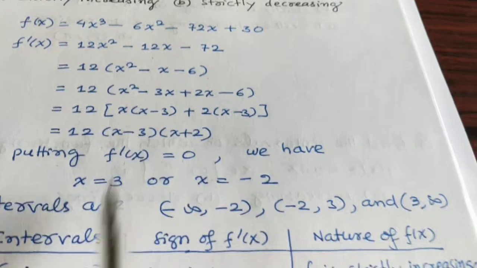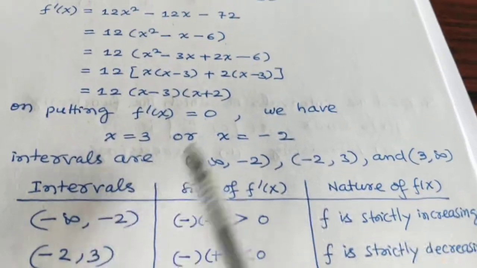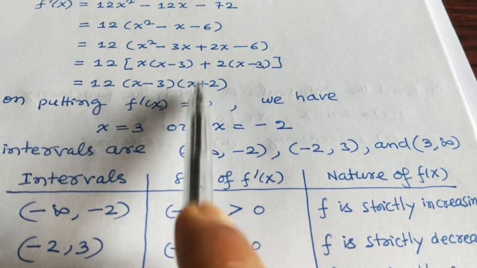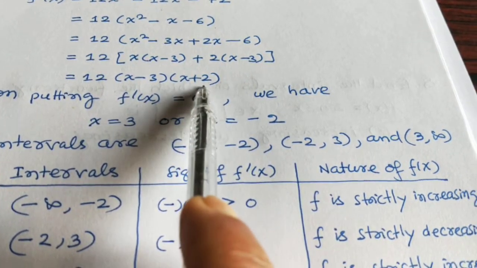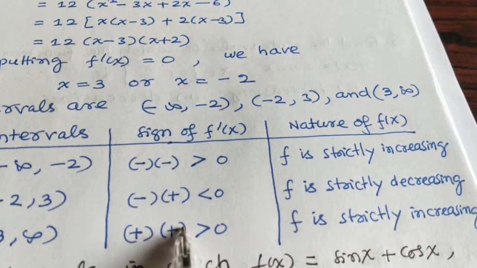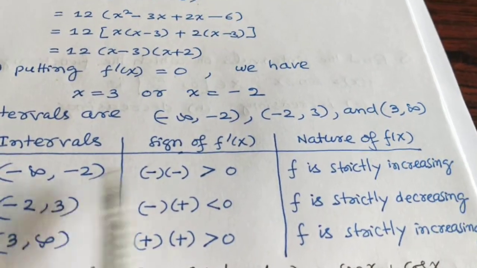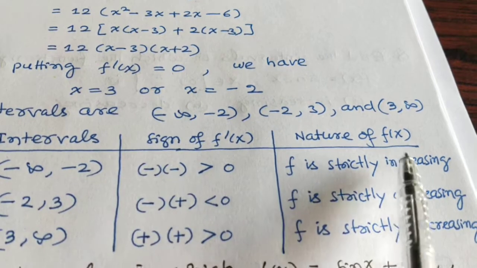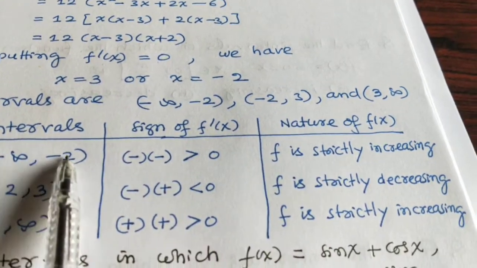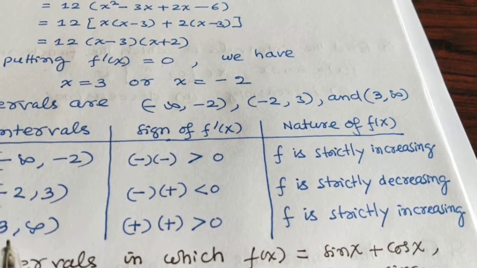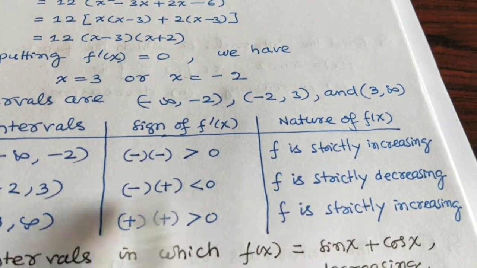Coming to another interval, that is 3 to infinity. 3 to infinity means, let us take 4. If you put 4 here positive, if you put here 4 positive, 6 will come. So positive into positive is positive, greater than 0, f is strictly increasing. So these are the intervals where f is increasing. f is increasing in these two intervals, minus infinity to minus 2, union 3 to infinity, and it is strictly decreasing in minus 2 to 3.